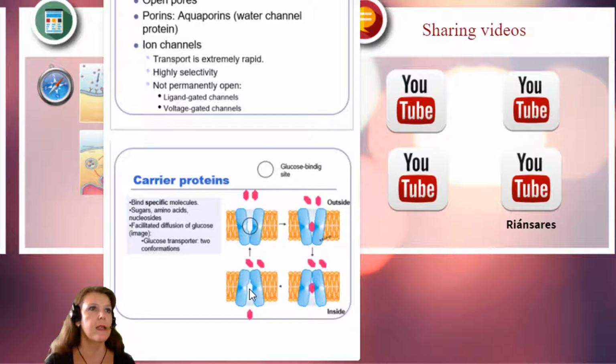So in our example, this is the glucose. This is the glucose binding site. When the molecule binds to the specific site, there's a change of the conformation of these carrier proteins, and that permits the movement of the molecule to the other side.